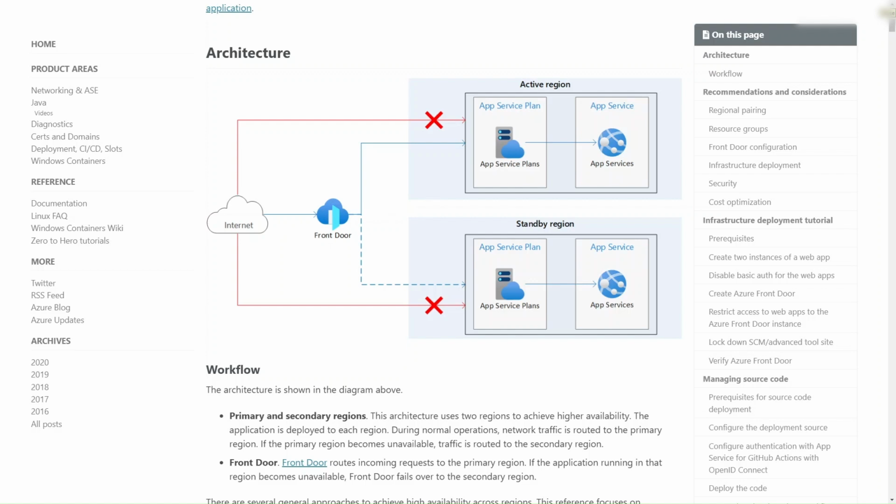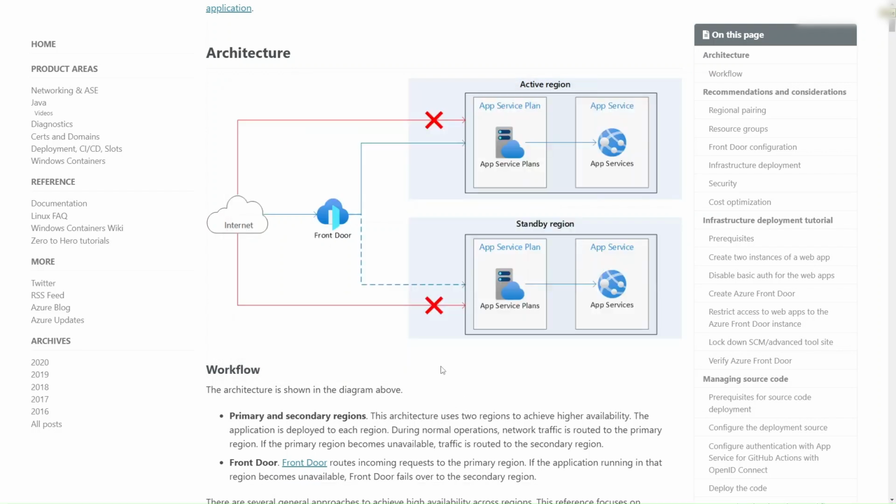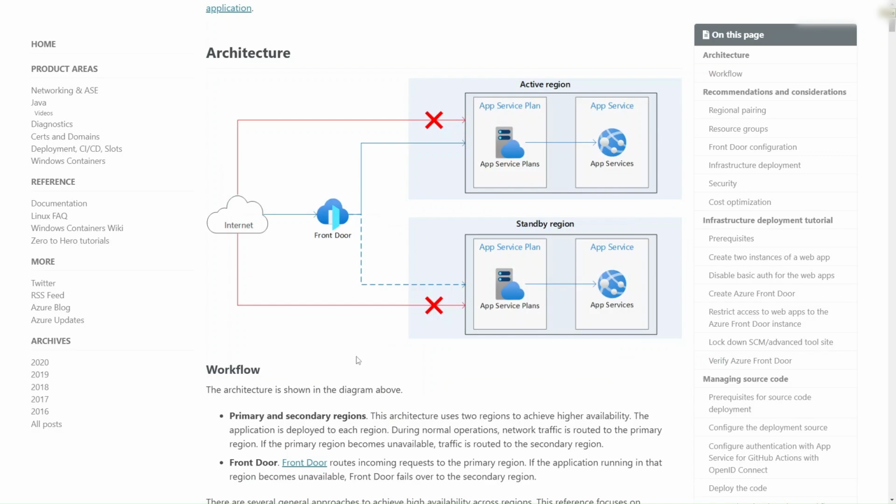We can see this is our application. This is the primary one, as you can see. This is the secondary one. Both are up and running. So basically we need to restrict public access to these endpoints, because we need to access them from the Front Door endpoint only. Let's check how to do that from now onwards.